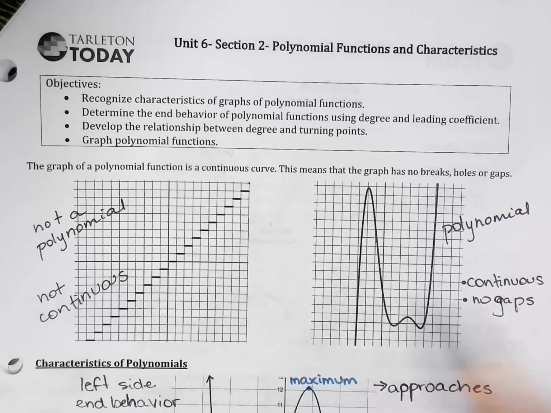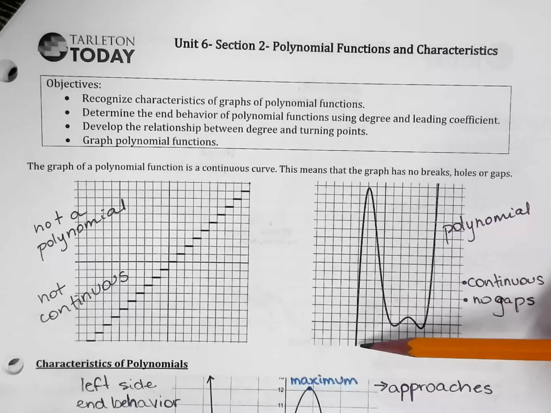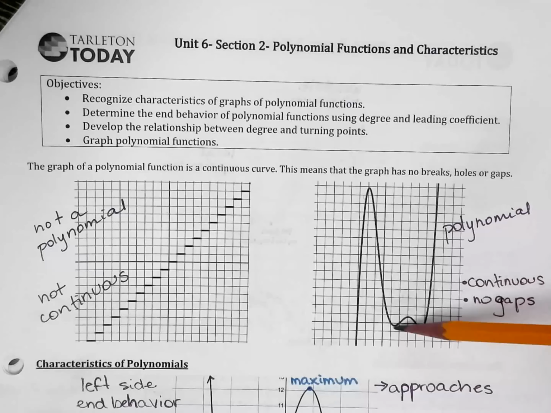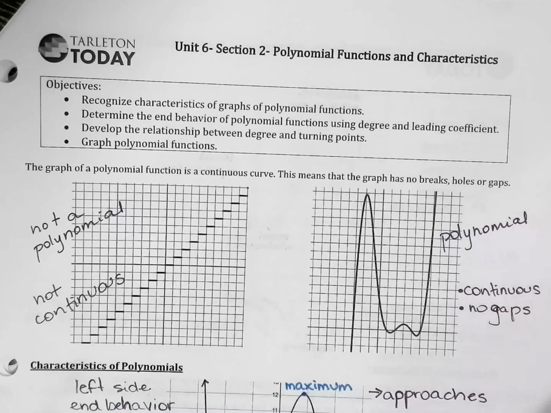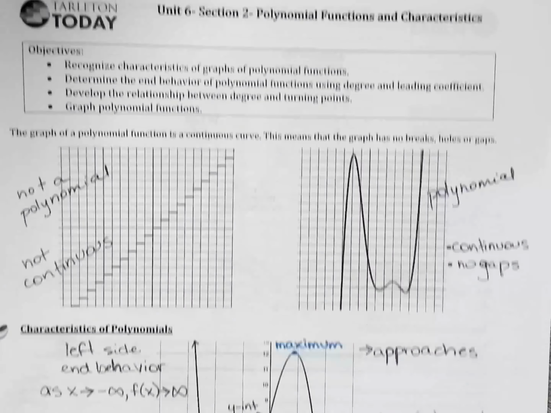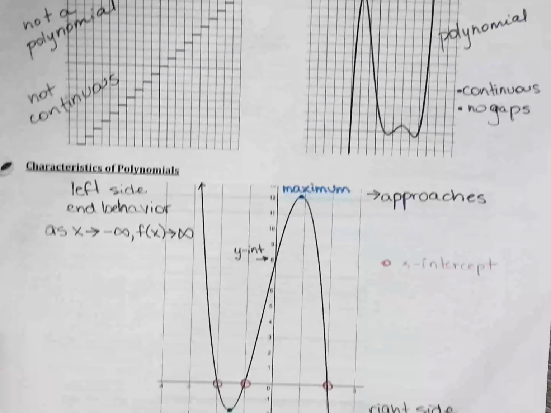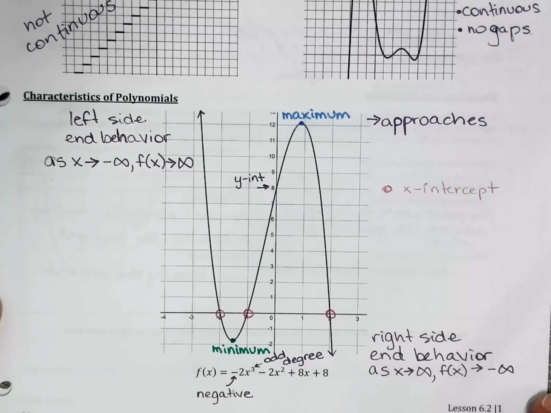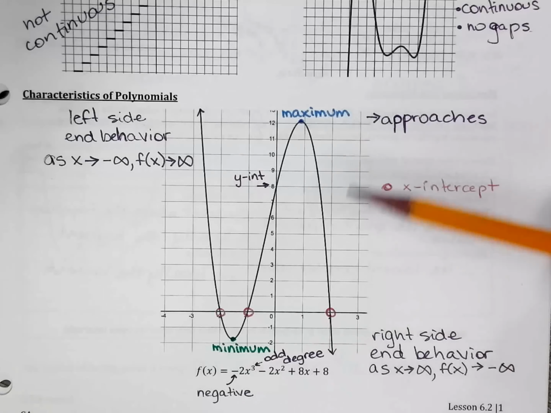So this one, on the other hand, look how pretty this is. It has no breaks, it has no gaps, no holes, no nothing. So this is a polynomial. It is continuous, no gaps. All right. So now here is another polynomial we have.